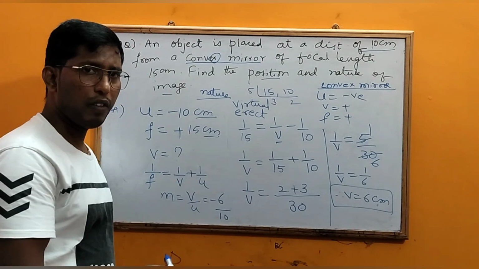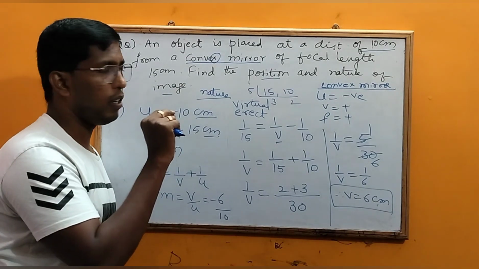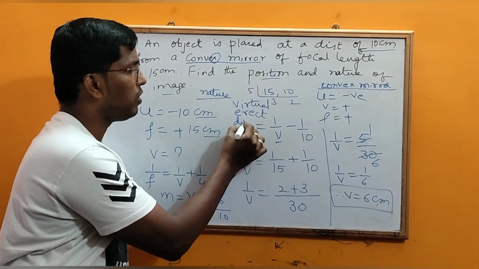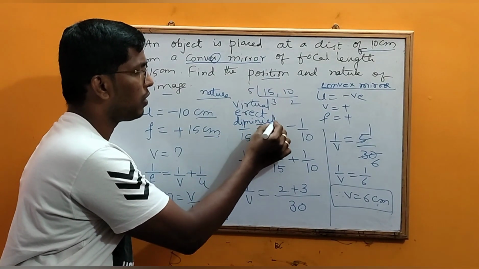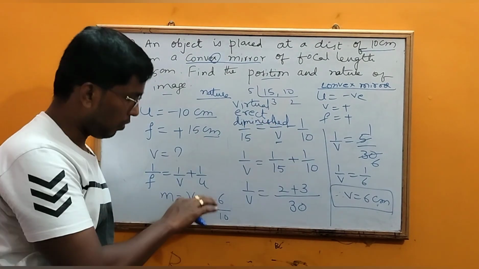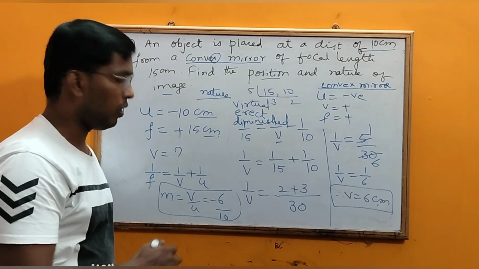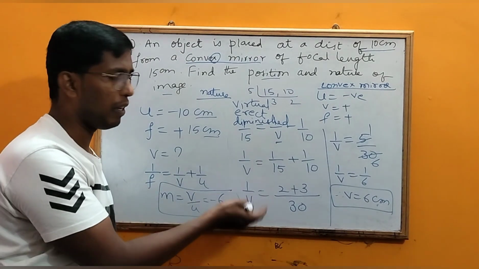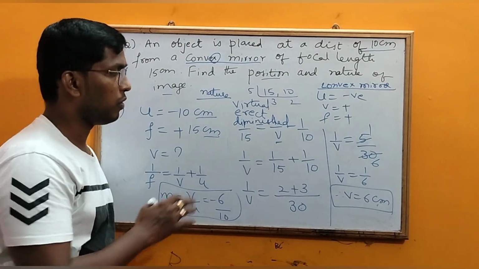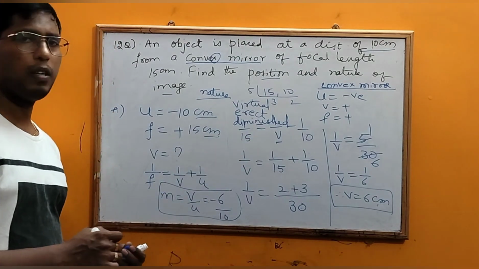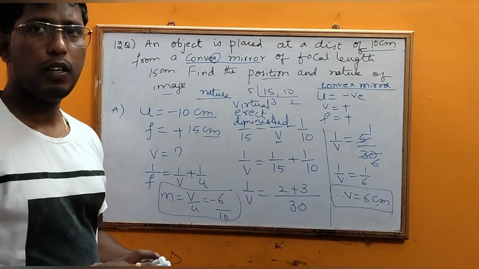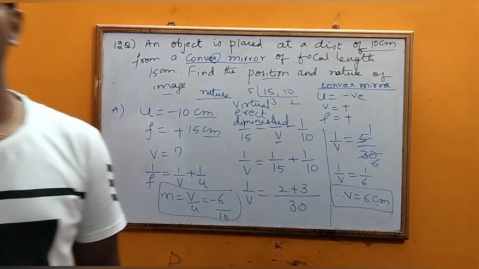Why? Convex mirror always forms virtual, erect and diminished images. Diminished. Even while using the formula also you will get the smaller image only. So minus 6 by 10, if you solve and divide, you will get a smaller image. So this is the nature of the image. This is the answer for 12. Let us see the next question, 13th one.